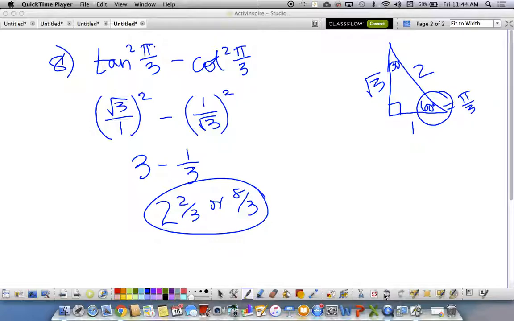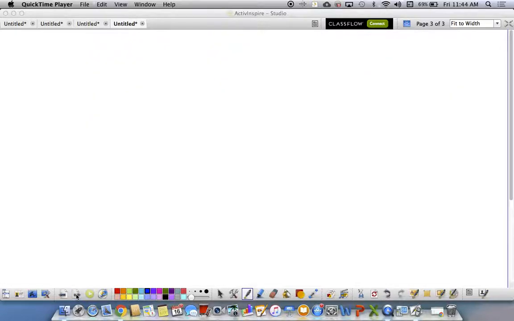Could you do another one? Can you do this one by yourself? Sine squared of negative 2 pi over 3. And I always put them in parentheses. The book doesn't always put them in parentheses, because that doesn't mean they're subtracting.